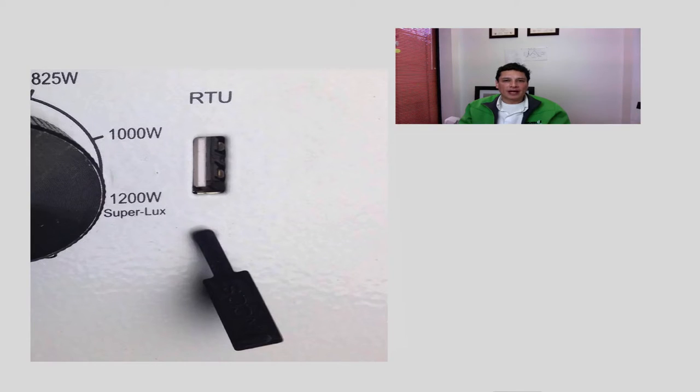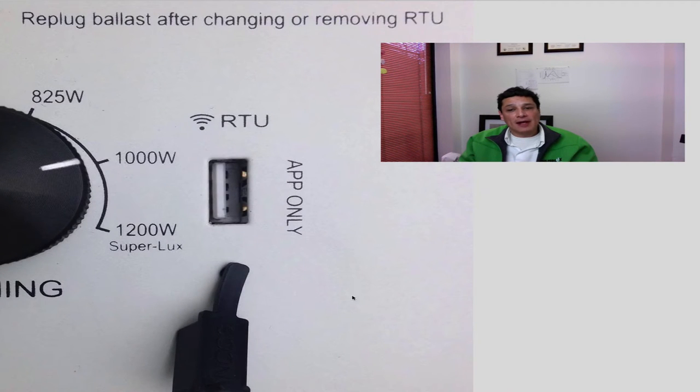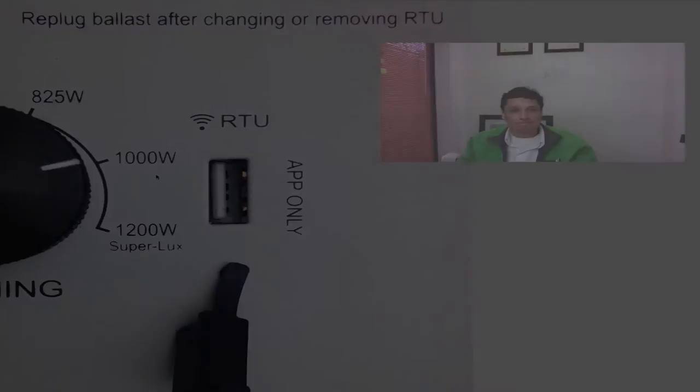One thing I want to clarify is that if you are running the older Windows-based version of the RTU DTU, your ballast will look a lot like this. Your receptacle will just say RTU. On the other hand, if you are running the new app version, the phone version, your ballast will say app only, RTU, and the receptacle will look just like this.